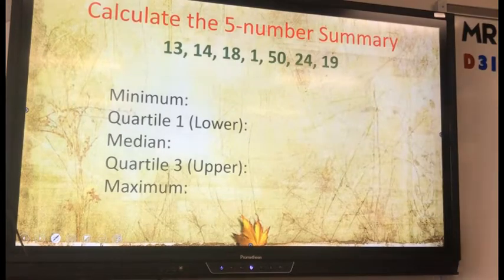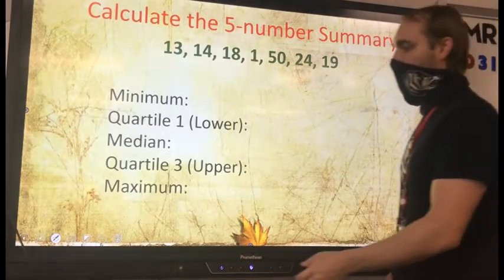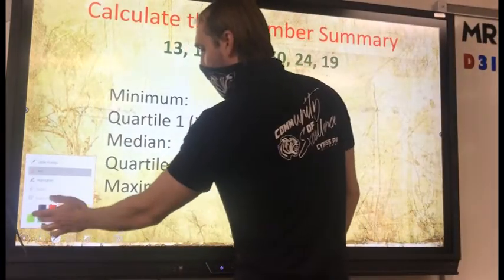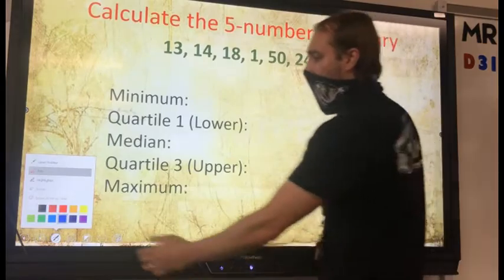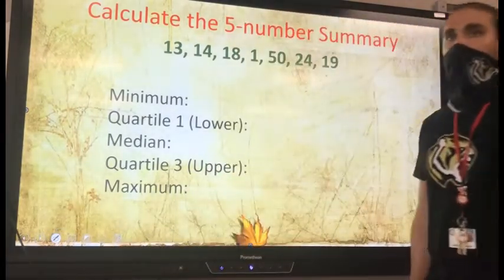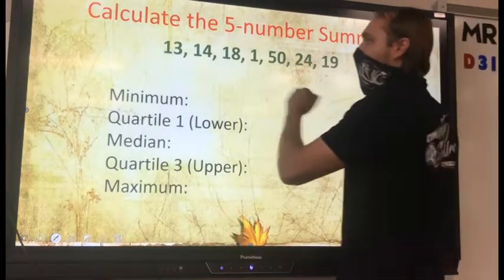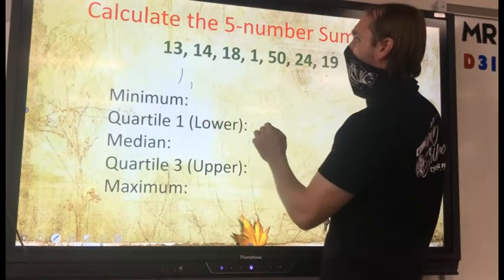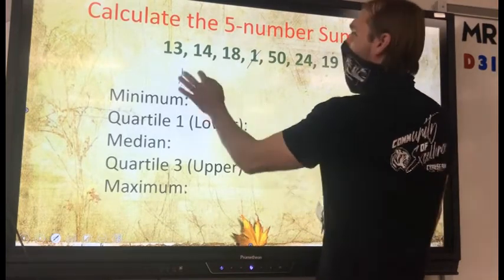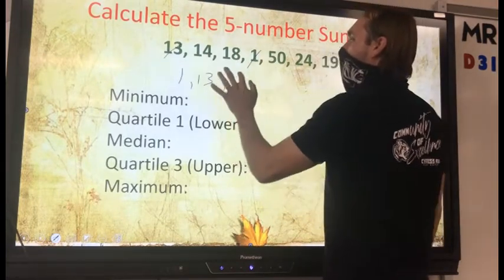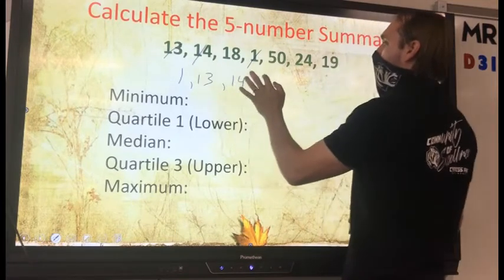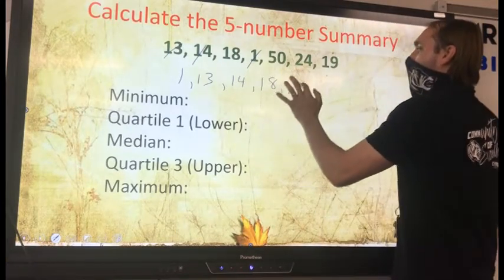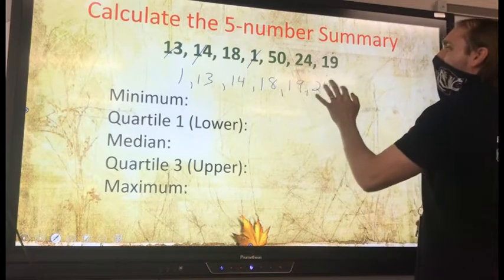So I look here, calculate the 5-number summary. So I have 13, 14, 18, 1, 50, 24, and 19. First things first, what do I need to do with this data to help me? Very good, put it in order. I'm going to go ascending order, but it doesn't matter. So there's 1, next is 13, 14, 18, 19, 24, and 50.